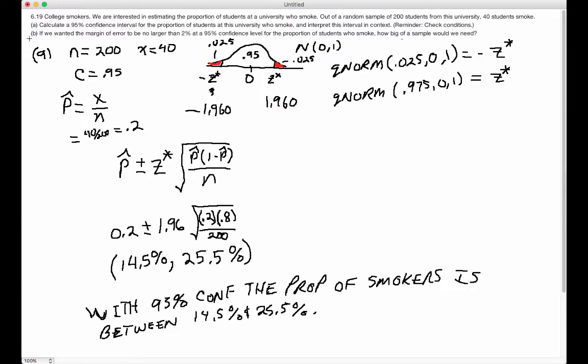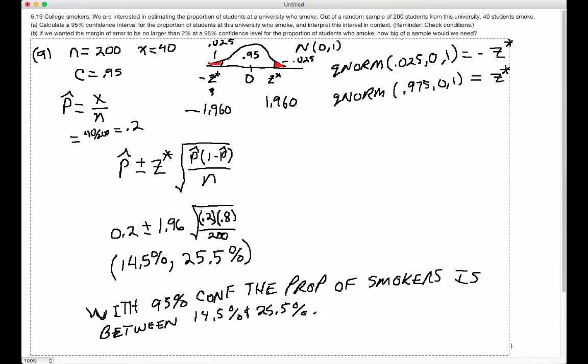Okay, so in part B, we're going to do a sample size calculation. So we want to know in part B, they're looking for a particular margin of error. How many folks should we sample in order to be able to get that? So we want our margin of error to be no larger than 2% at a 95% confidence level. How big should our sample be?